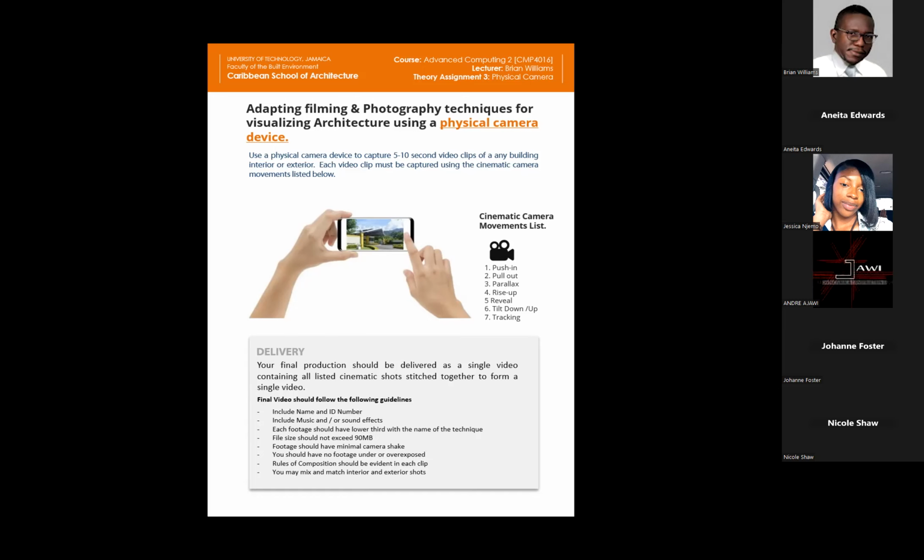This can be done with any piece of architecture. We usually use the guardhouse at UTech, but during COVID, you can use any building. Some people use a shop, their corner shop. Some people use their house, a statue. Some people use other people, but it must be capturing some piece of architecture that you can fit within the frame. So don't try to capture a huge building where you can't see the architecture, right?